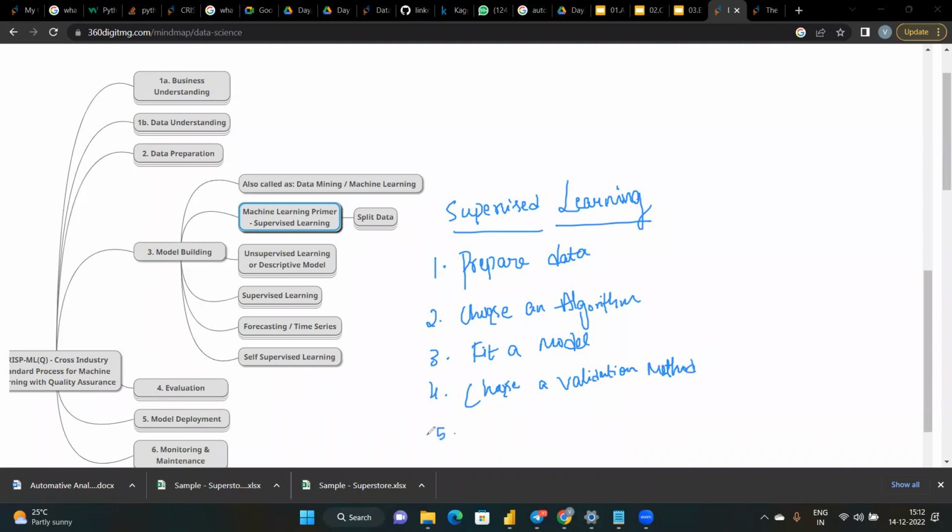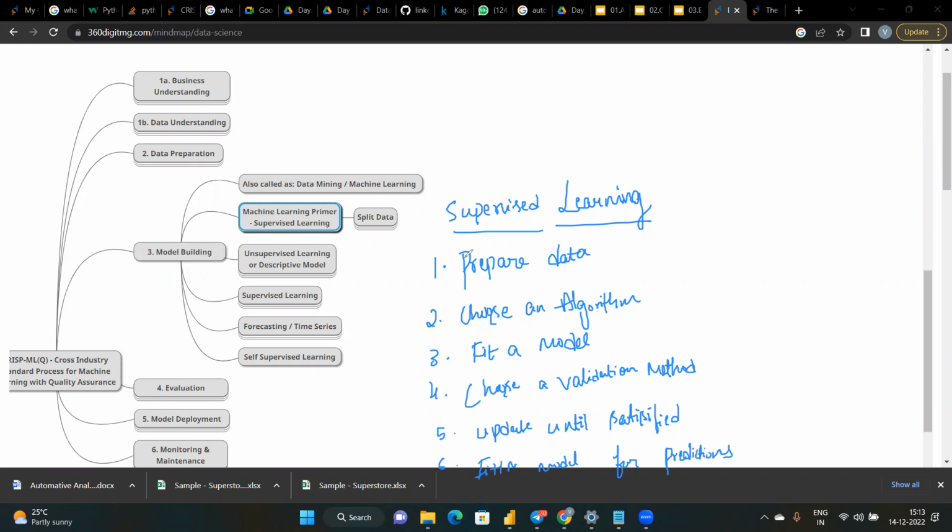And then examine the model and keep on updating until you are satisfied, until you get a perfect result. After updating until you are satisfied, you can fit that model for predictions.